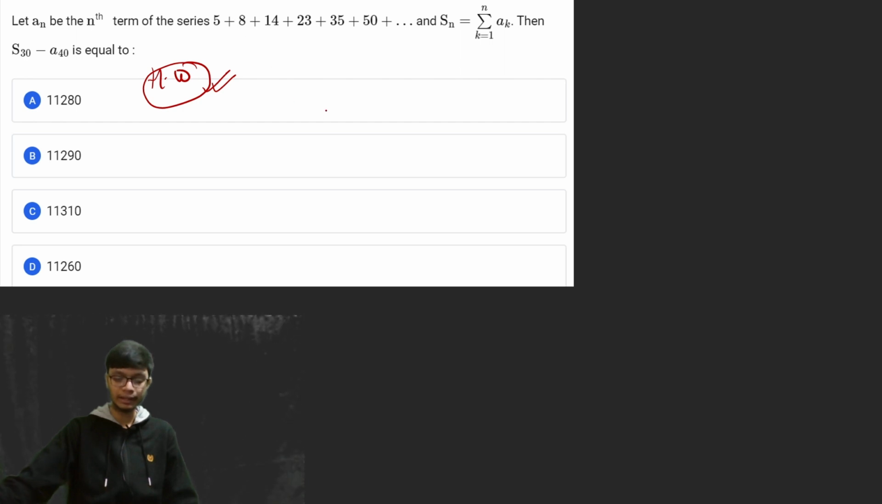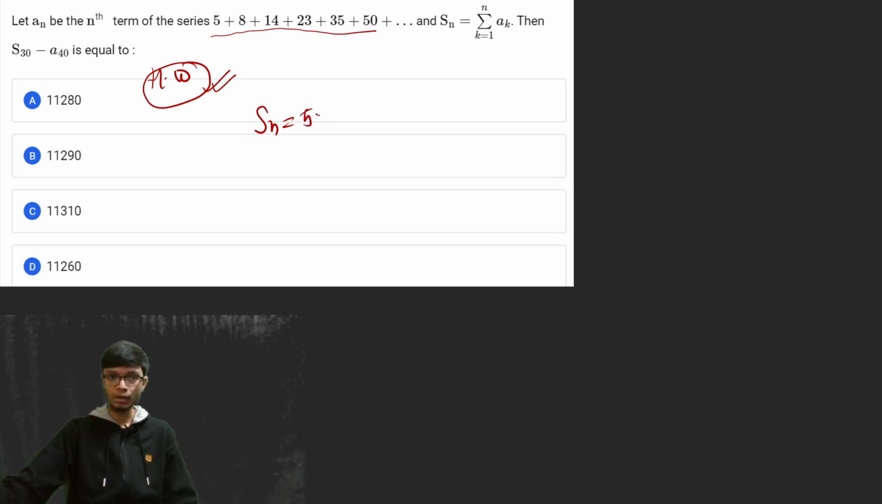So with this, let us get a hint of what is the summation I'm talking about. It says that a and b are the nth terms of the series. There is a sequence of series which is given something like this, and a and b are the nth terms of it, such that Sn is the summation of the a k terms, where k goes from 1 to n.